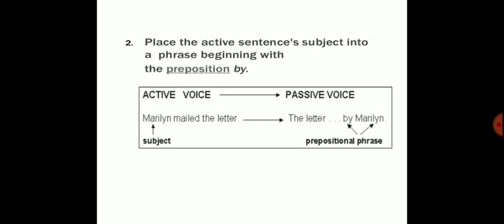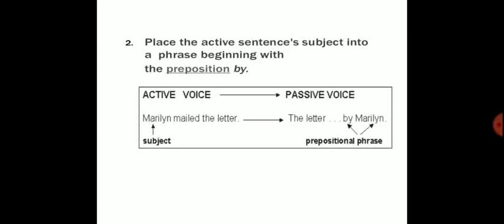Second step, place the active sentence subject into a phrase beginning with the preposition "by". Always we have to use "by" in passive voice, so this "by" we have to put before the object. Marilyn mailed the letter. Here the subject is Marilyn, mailed is the verb, the letter is the object. Now our object becomes our subject.